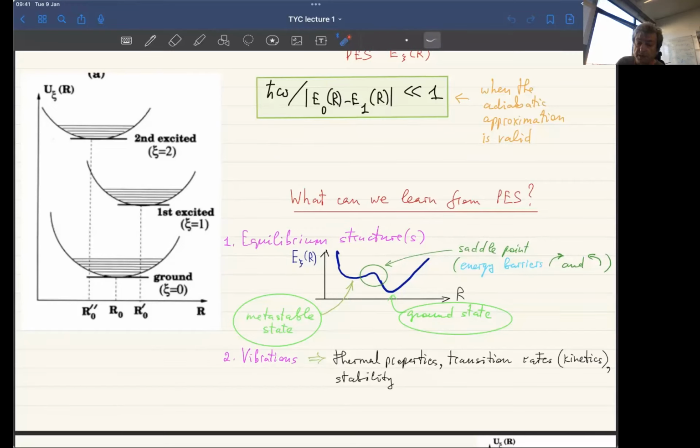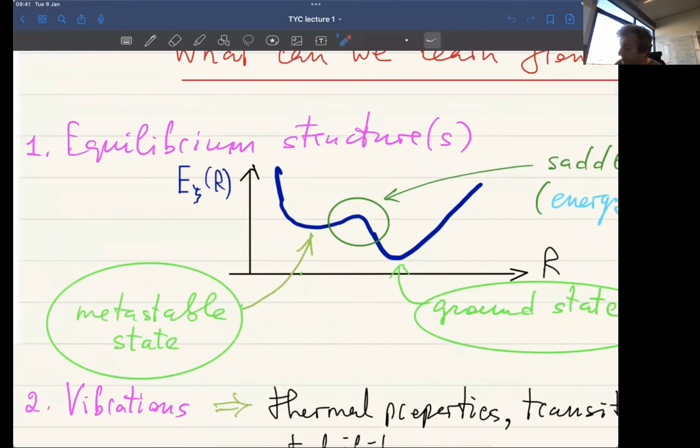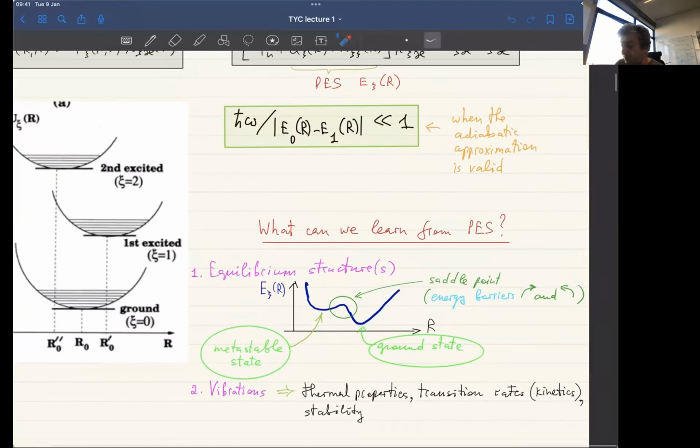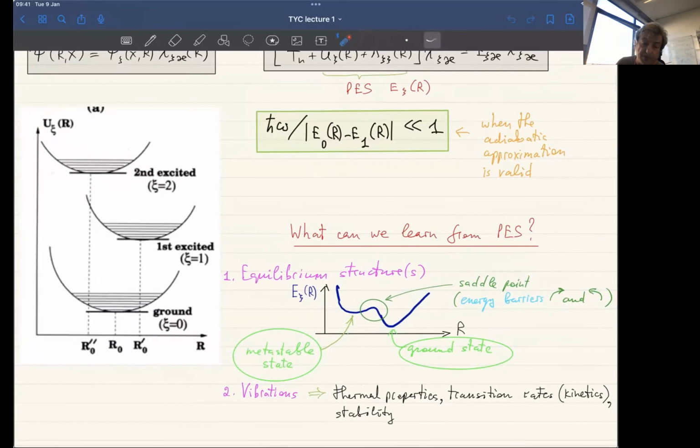So we can calculate the barriers between the minimum and the saddle point. If you're going from here to here, you would need that barrier here. If you're calculating the rate from here to here, you would need that barrier to be calculated. But also, as I said, you would need vibrational information as well, which would contribute to a prefactor of the transition rates within the transition state theory.